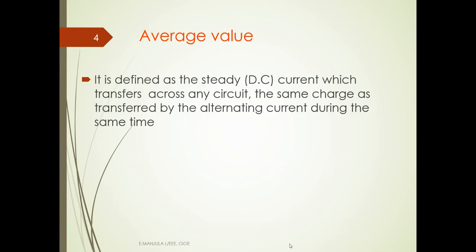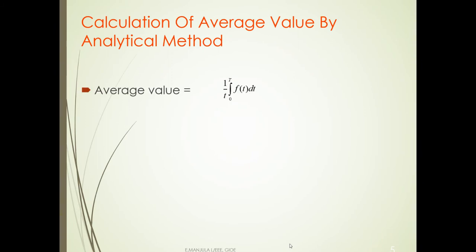So what is an average value? When we discuss the average value by two methods, it is necessary to state the definition again and again, but you have to remember the definition and write it the same way. It is defined as the steady current which transfers across any circuit the same charge as transferred by an alternating quantity during the same time. So we know the definition already. Now the calculation of the average value by the analytical method: we will see how it is done.